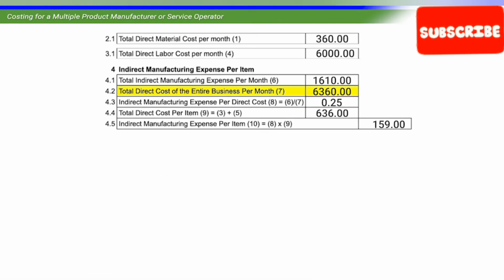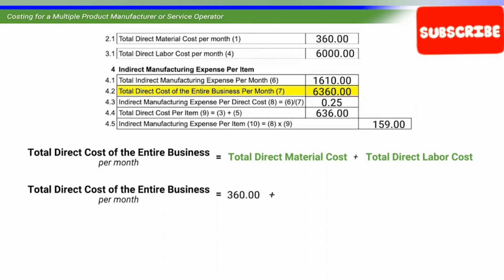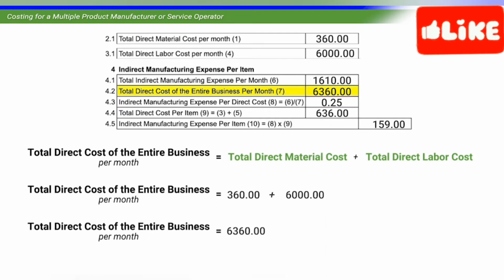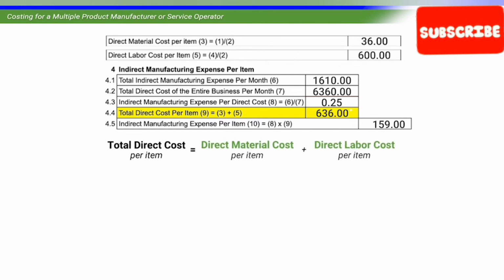How can you get the total direct cost of the entire business per month? Simply add the total direct material cost and the total direct labor cost. Then, to get the total direct cost per item, just add the direct material cost per item and the direct labor cost per item.